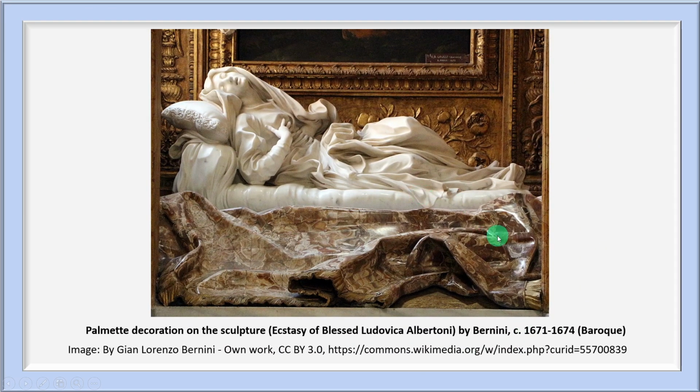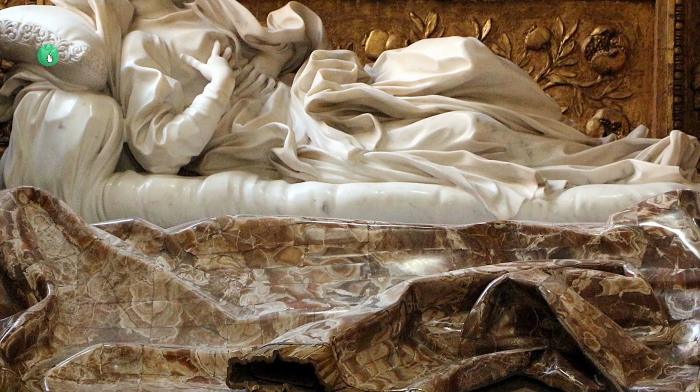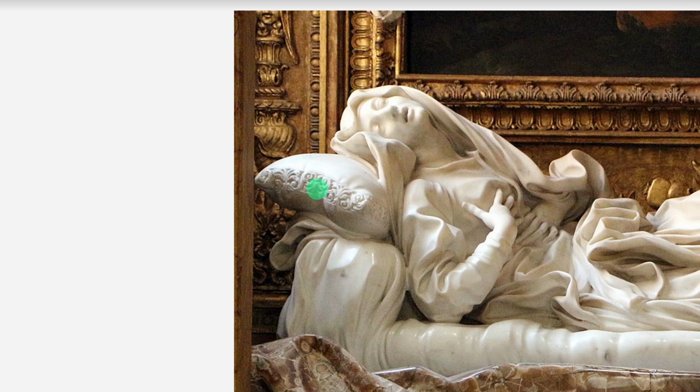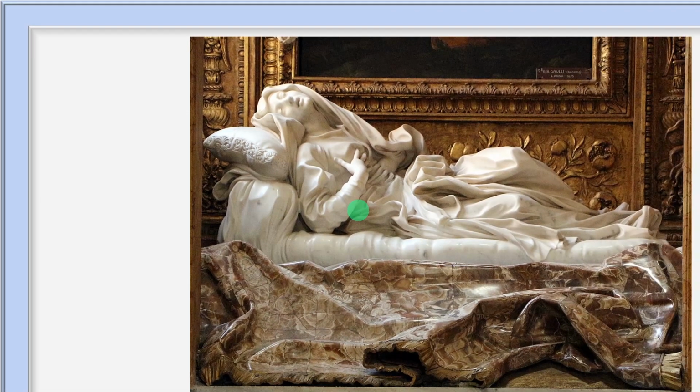Actually, I was researching for some other topic and then I came across this sculpture by Bernini, and soon I realized that Palmettes were depicted on the pillow. So I thought I must include this in my lecture because they are just all around us. And if a thing is all around us, it starts becoming insignificant, which I just don't want them to be. So this is a very important example where these Palmettes have been given a special place by Bernini in his sculpture.